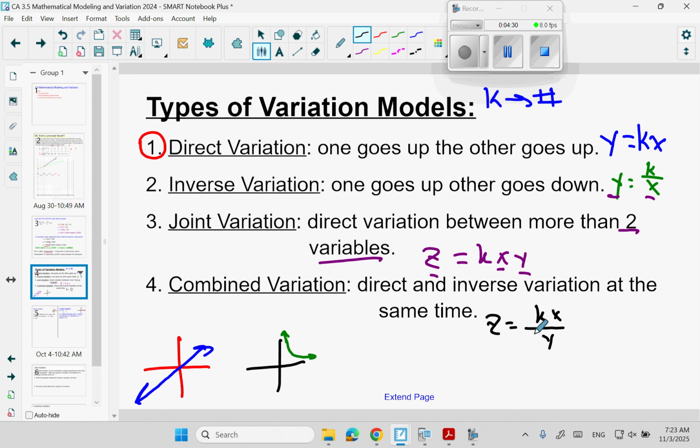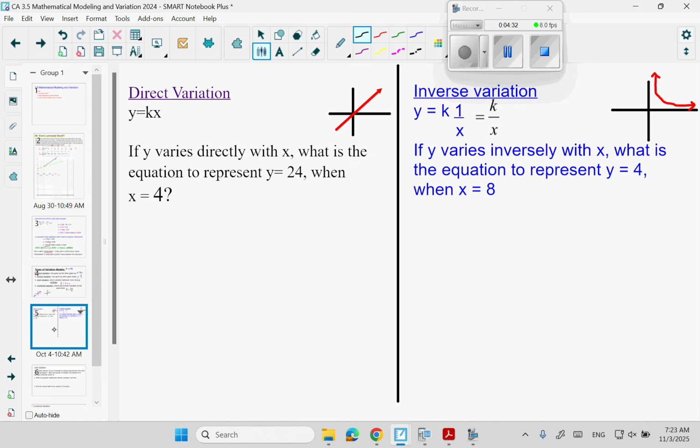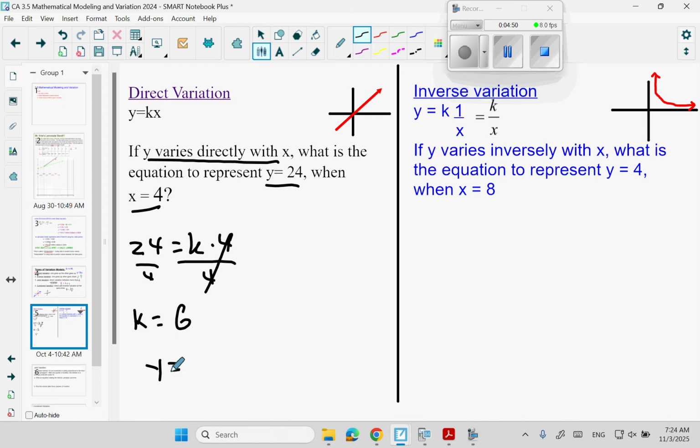So let's evaluate some of these. Direct variation. If y varies directly with x, y equals 24, x equals 4, I can just plug those values in. And I'm going to solve for k, so divide by 4, we get k equals 6. So my representation would be y equals 6x.